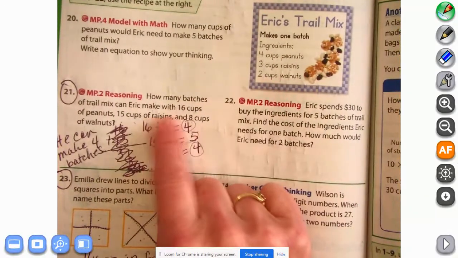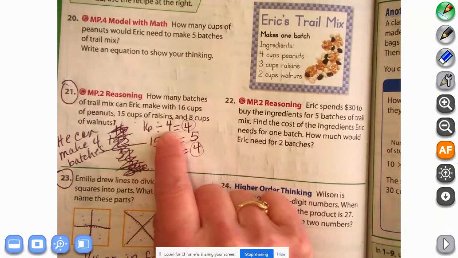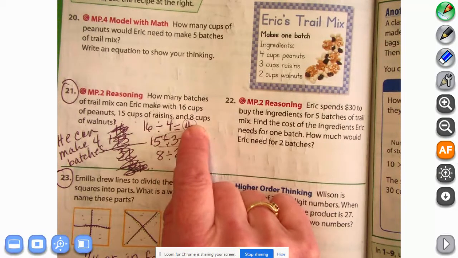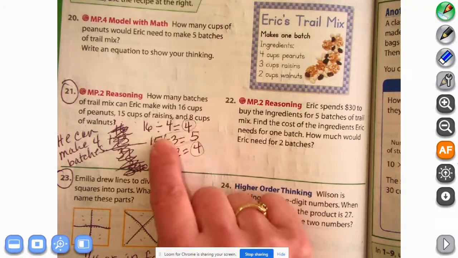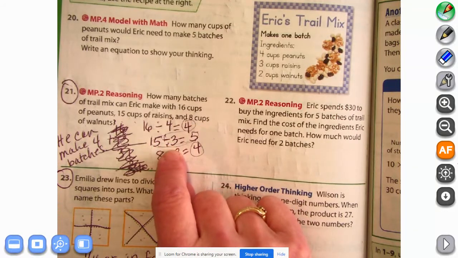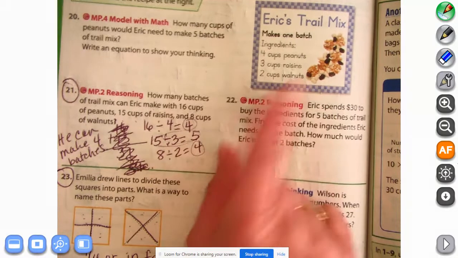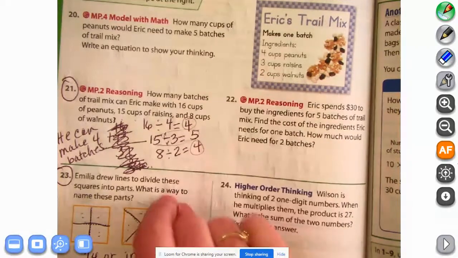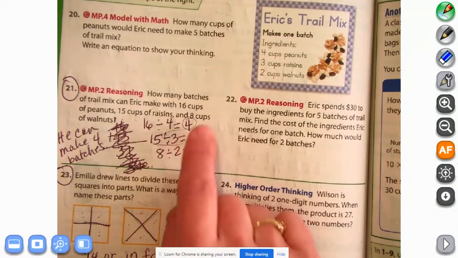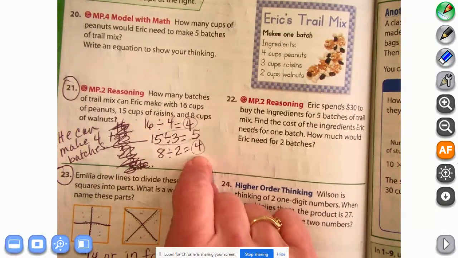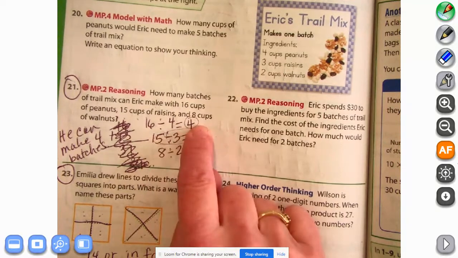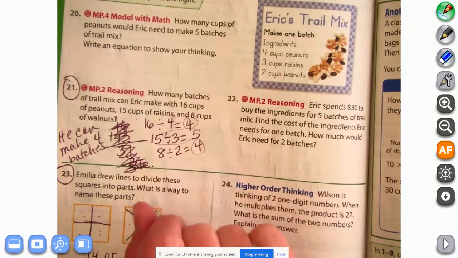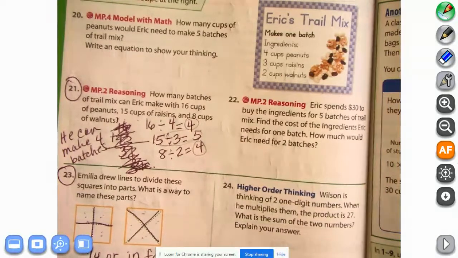So 16 cups of peanuts divided by 4 cups in each batch. We'll leave 4 left over. 15 divided by 3 equals 5, and 8 divided by 2 equals 4. So, can he make 5 batches? No, only one thing has 5, but they all have 4. So he can make 4 batches.